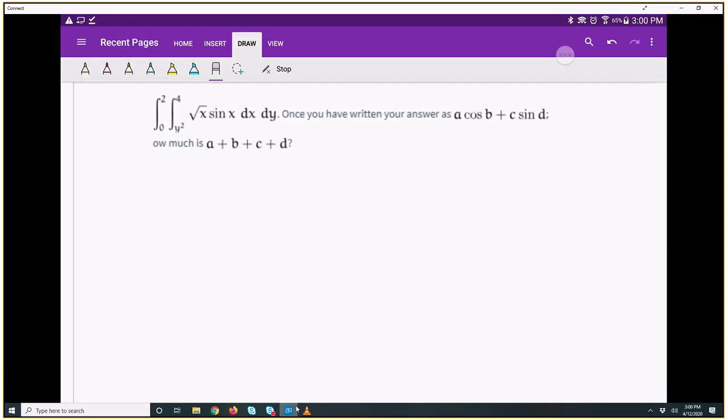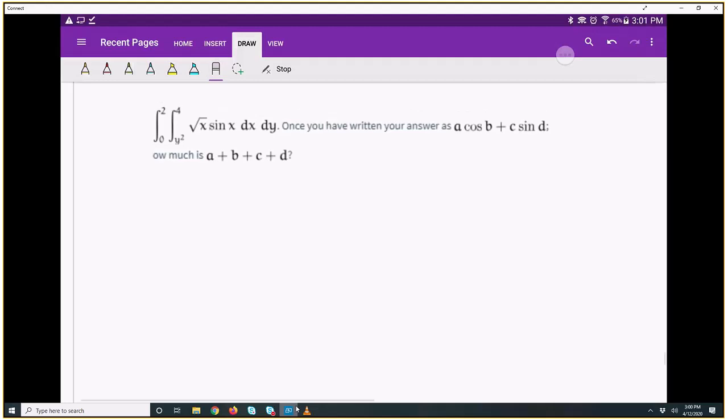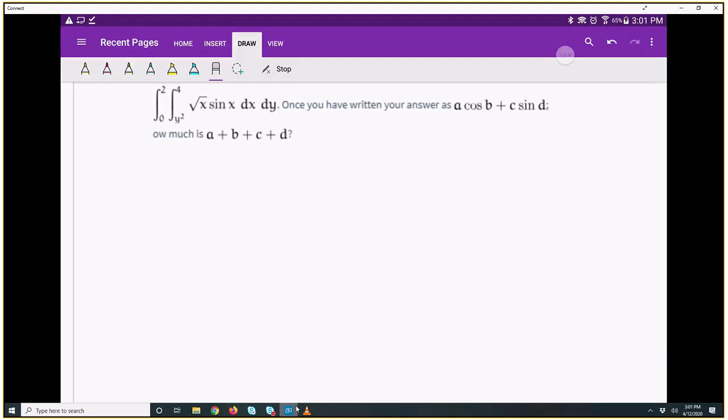In this video, we will talk about the importance of changing the order of integration for iterated integrals. The example we have is the integral from 0 to 2, from y squared to 4, of square root of x sine x dx dy. In this present format, it is almost impossible for us to evaluate the integral, so we will change the order of integration.